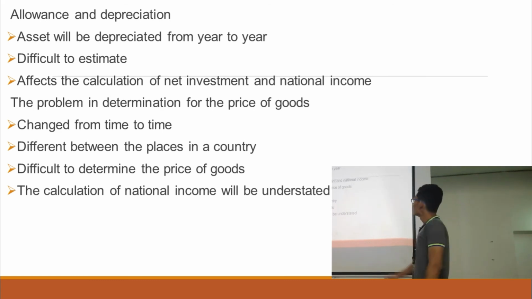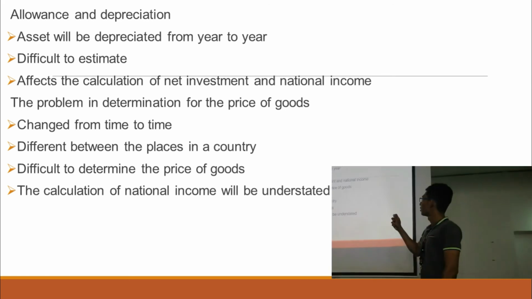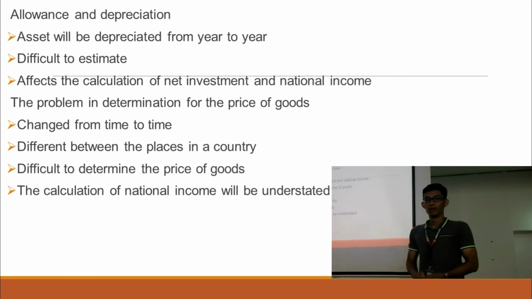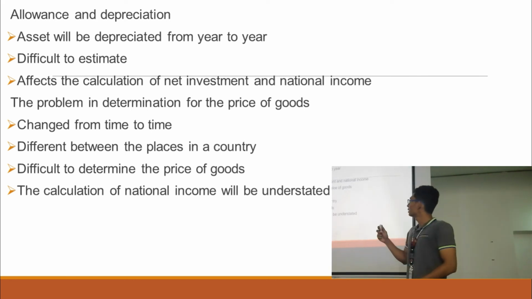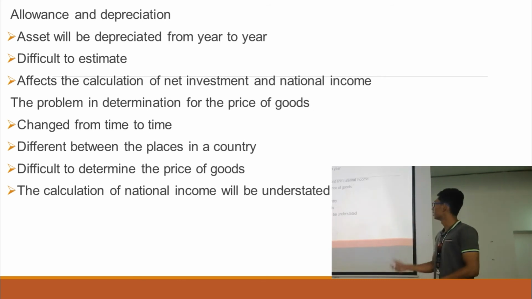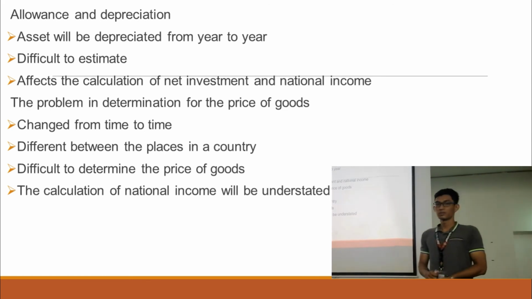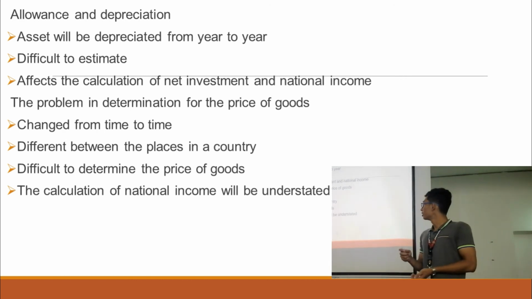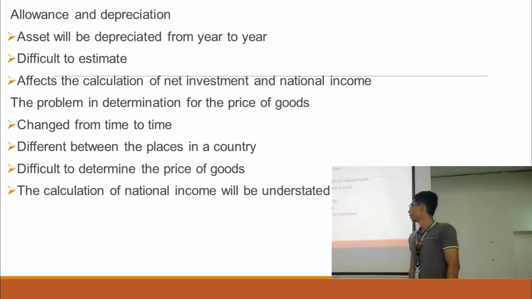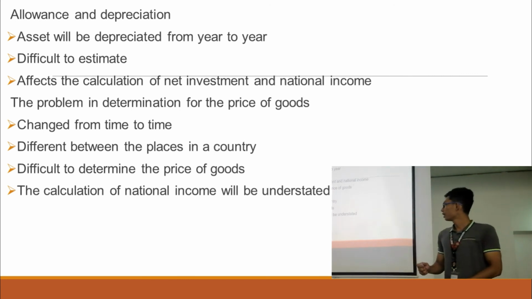Two more problems are allowance and depreciation. Because assets will deteriorate from year to year, like cars, it's difficult to estimate and will affect the calculation of net investment and national income. Next is the problem in determination of the price of goods. This is because the price will change from time to time and differ between places and in the country. It will make it difficult to determine the price of the goods. So the calculation of national income will be underestimated.